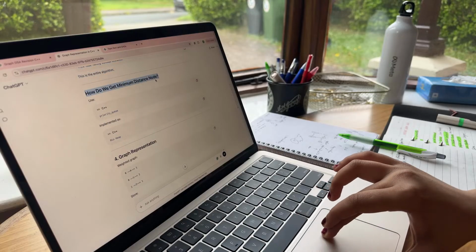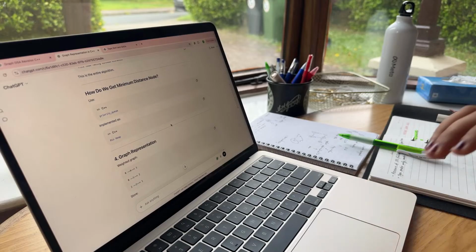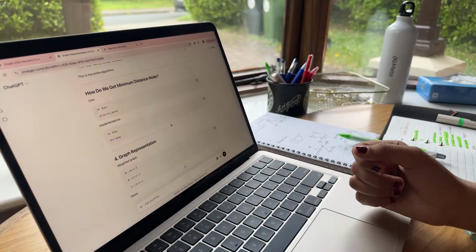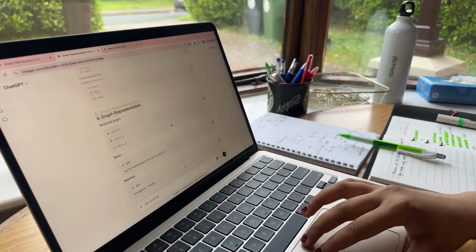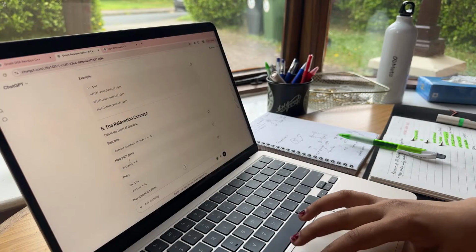How do we get the minimum distance node? With a priority queue, which is implemented as a min heap. A priority queue can be a max heap or a min heap. You're using a min heap because you want the one with the minimum distance. The graph representation is an adjacency list.